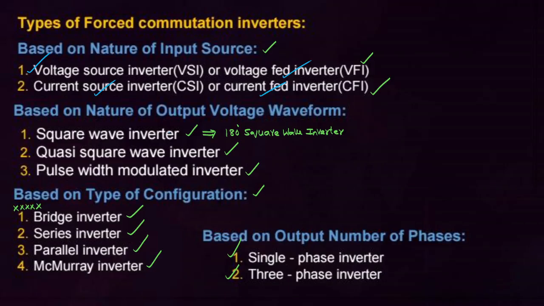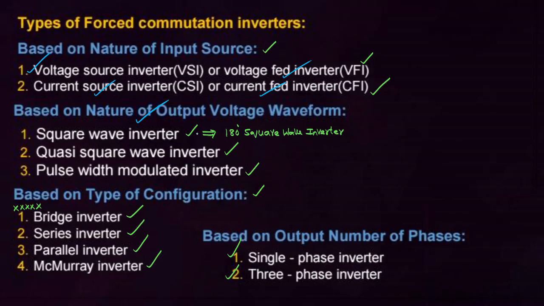For example, if they give the circuit, then how to identify? Is it a voltage source inverter or current source inverter? If the input is voltage source, then it is voltage source inverter. If the input is current source, or voltage source in series with large inductor, that is equivalent to current source. Those inverters are nothing but a current source inverter. If the circuit is not given and they simply give inverter, you take the voltage source inverter.